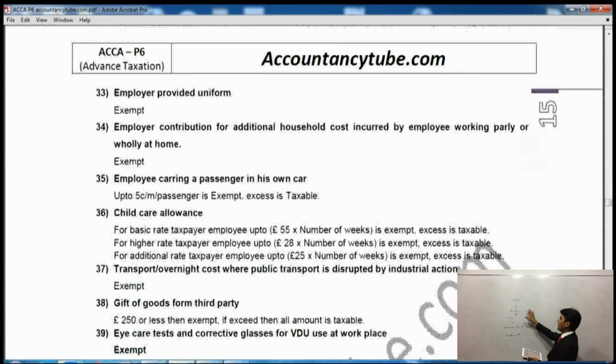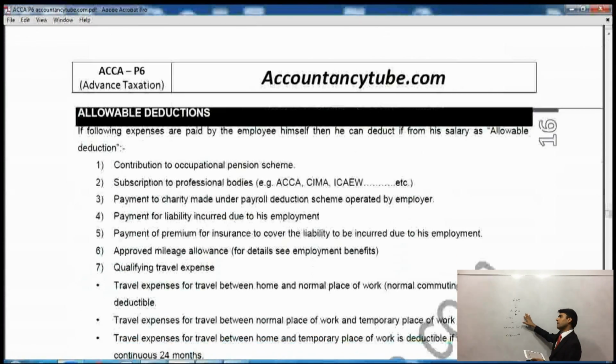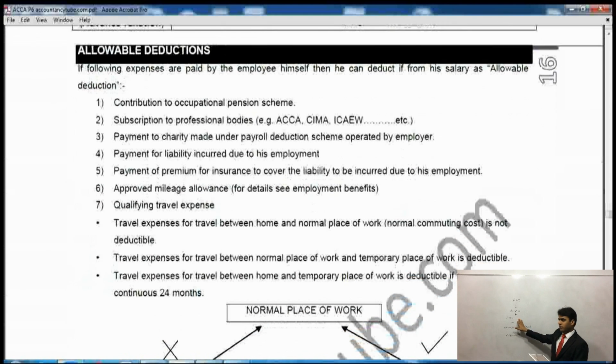Now in this formula, if you look, we looked at what salaries are. We know it. We looked at some of the benefits. We haven't seen all of them yet. We know what bonus is. And we know employee paid for benefits. Now we're looking at the deductions, allowable deductions. Right? So what are allowable deductions that we can deduct out of these? Now this is the list of allowable deductions. The following expenses, if paid by the employee himself, can be deducted from the salary as allowable deductions. These are all of the expenses which can be deducted.